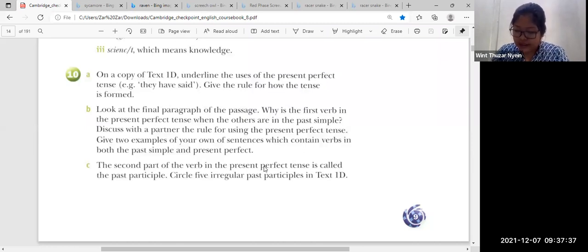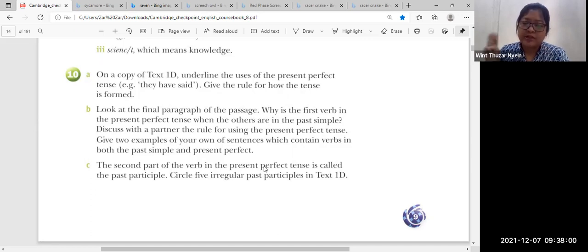Okay, you'll see that modern scientists have created such events under controlled conditions. So it would like to show the thing that happened in the past up until the present. They want to show the timeline between the past and the present. That's why they use present perfect tense.